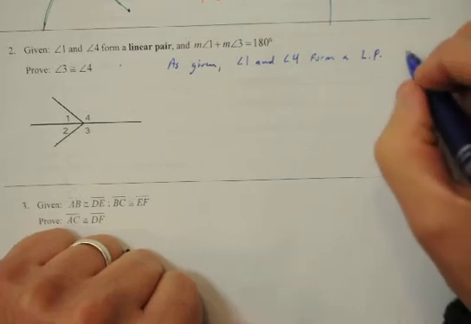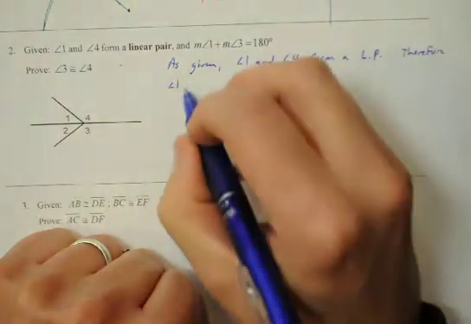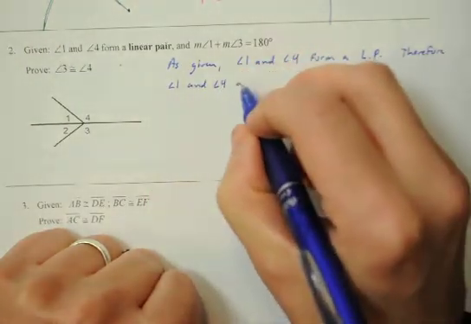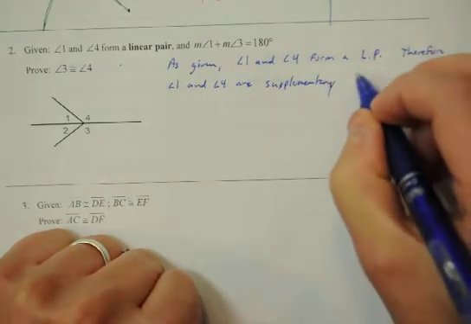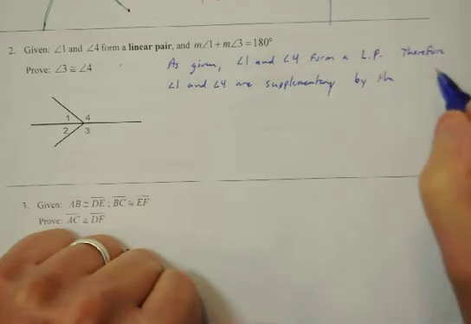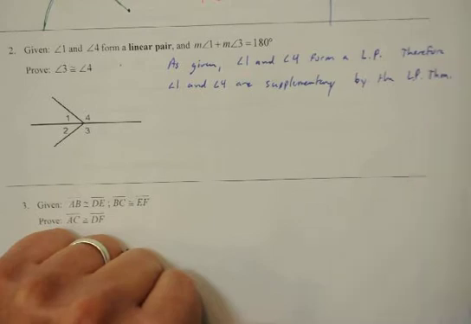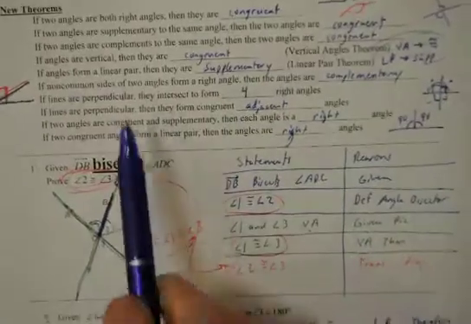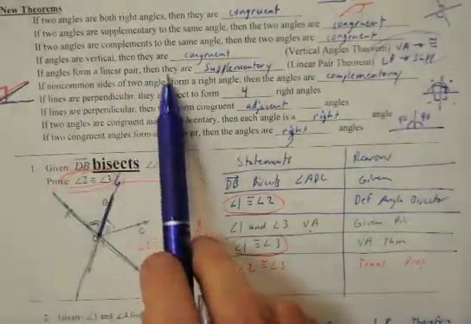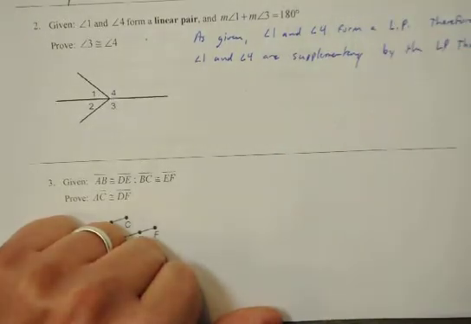Okay. And I can write therefore angle 1 and angle 4 are supplementary by the linear pair theorem. Okay, so I use the linear pair theorem. Linear pair implies supplementary right here. If angles form a linear pair, then they are supplementary. Linear pair theorem. So I used the fact that this was a linear pair to make supplementary.